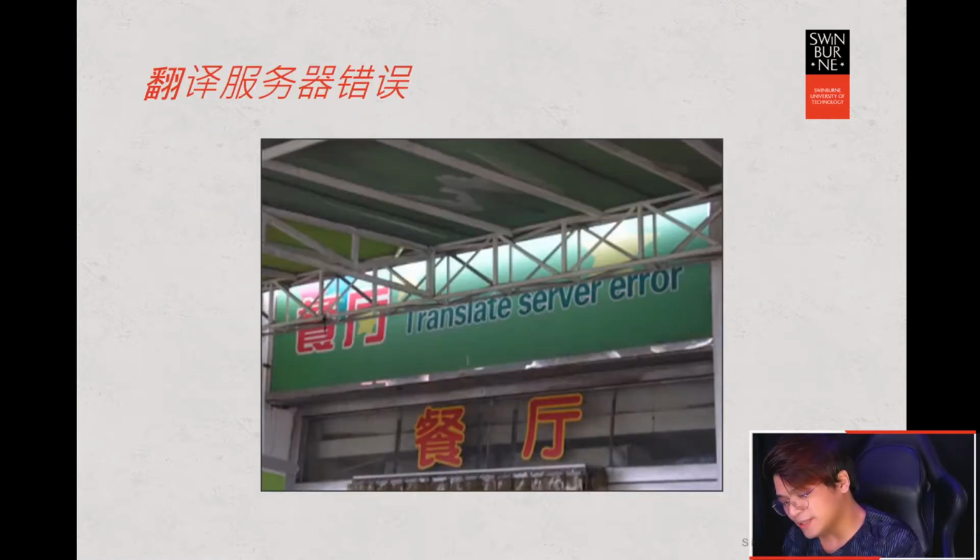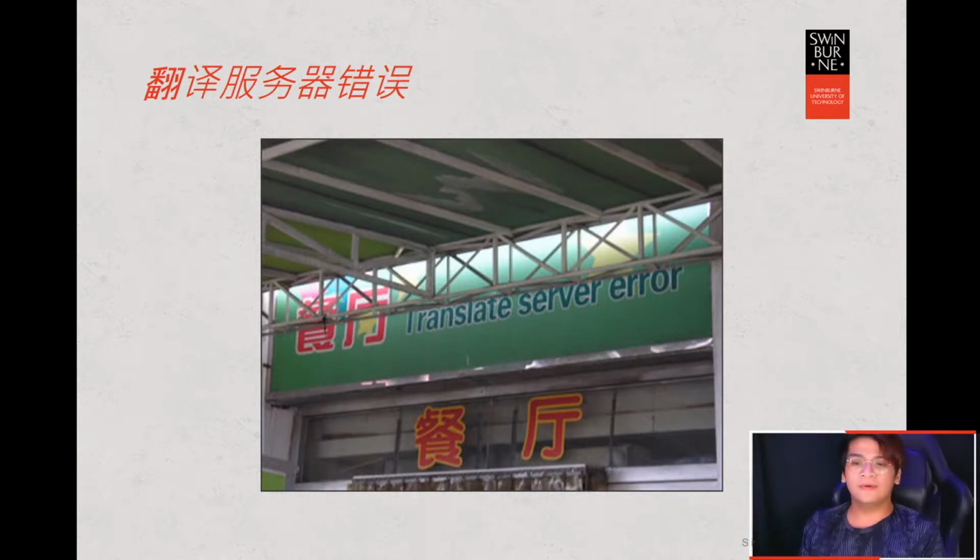For example, in this picture, what it is supposed to say is canting, which means restaurant or dining place in Chinese. But the developer, or the person who translated this into English, didn't understand the English word, so he translated the Chinese phrase into "translate server error", which is what you get when you try to translate something but the server is not responding. So yes, this is what happened for real.